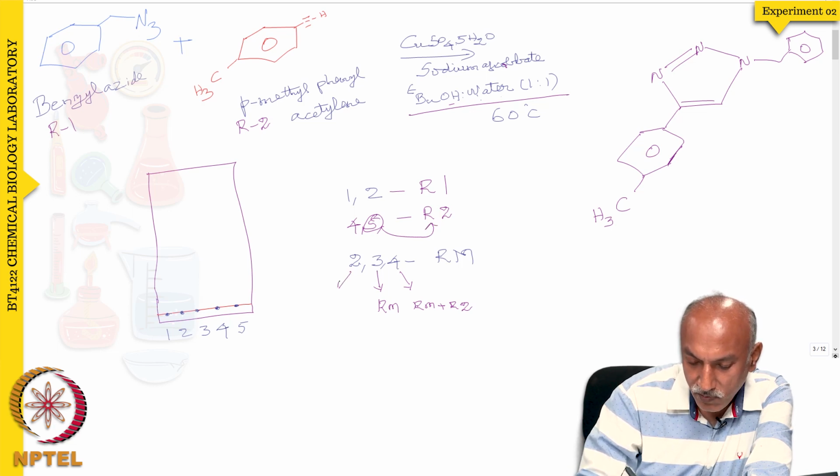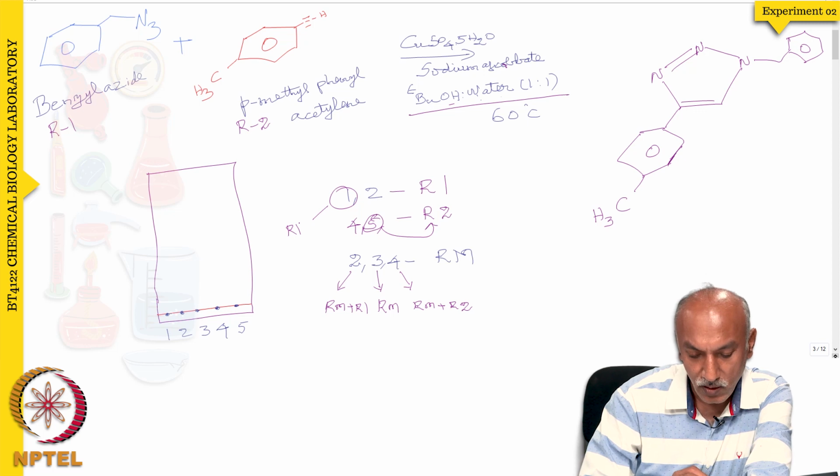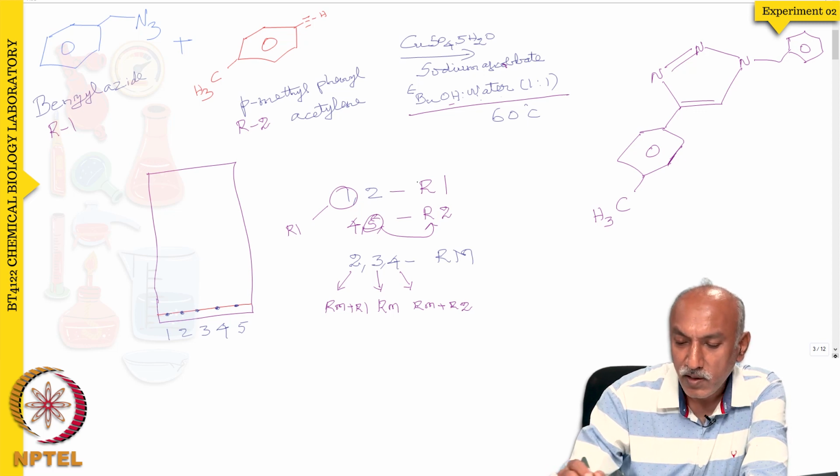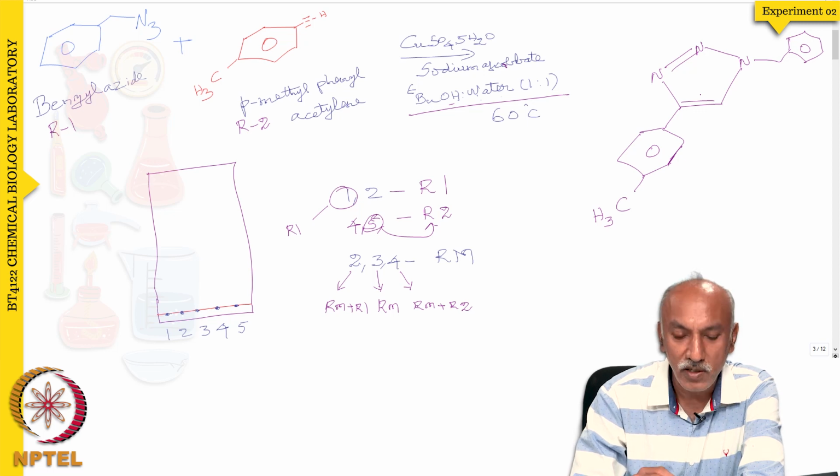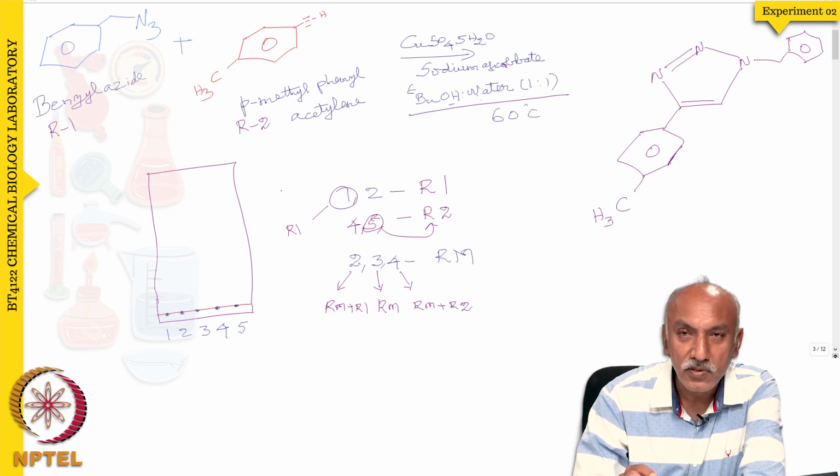Similarly, for spot 2 you will put reaction mixture plus reactant 1, and at spot 1 you will keep only reactant 1. So, this ensures that you can monitor the reaction, and you can find out very clearly whether any product is there or not.